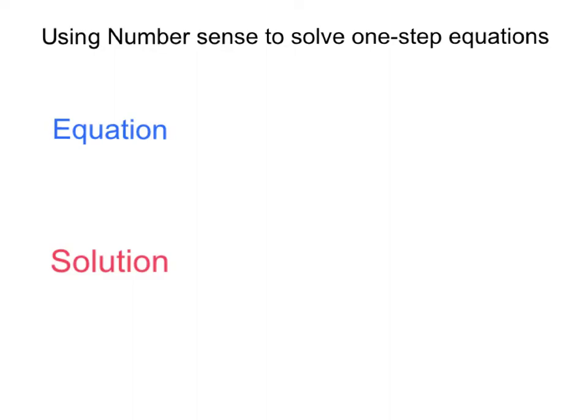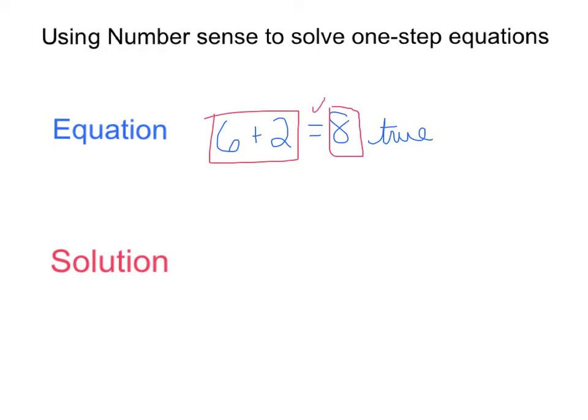Today we're going to take a look at using number sense to solve one-step equations. The first thing to understand is what an equation is. An equation is a statement that two things are equal. For example, 6 plus 2 equals 8 is a true equation, because 6 plus 2, which is 8, equals 8. So this checks that these two sides are equal.